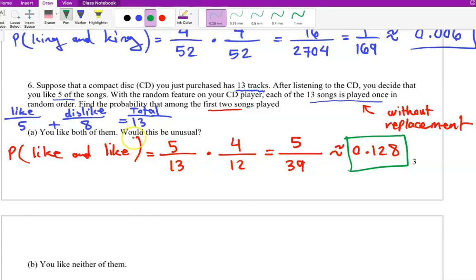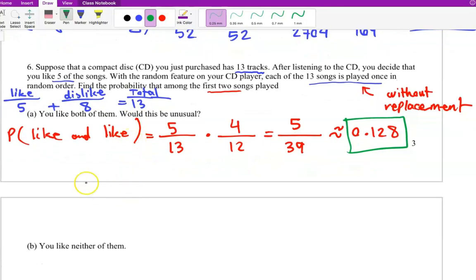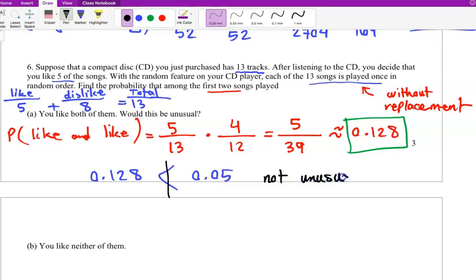And it's asking if this one is unusual. Remember, we should compare this with 5%. And this is not less than that number, meaning that this is not unusual. I'm not writing usual, because it's asking if this is unusual or not, that's why we're writing not unusual.